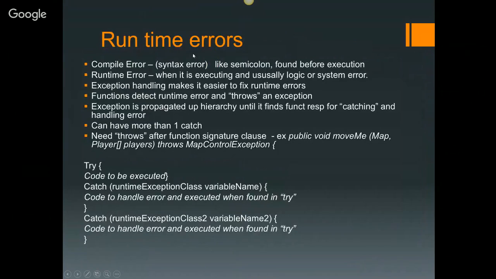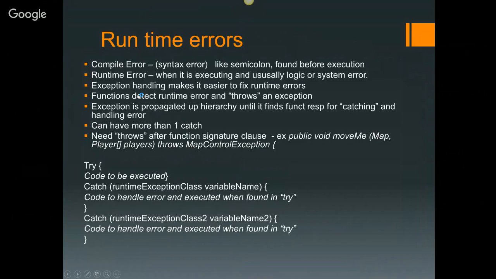Runtime errors. We have compile errors and runtime errors. Compile errors are syntax errors like semicolons, variables misspelled, things like that. Those are found before execution. Runtime errors are when the program is compiling and executing. It's usually a logic or a system error. Exception handling makes it easier to fix these runtime errors. So it basically just makes it more graceful.